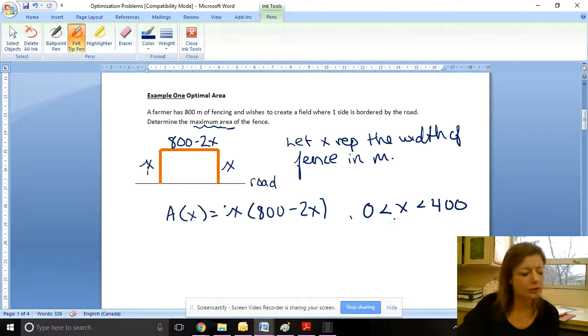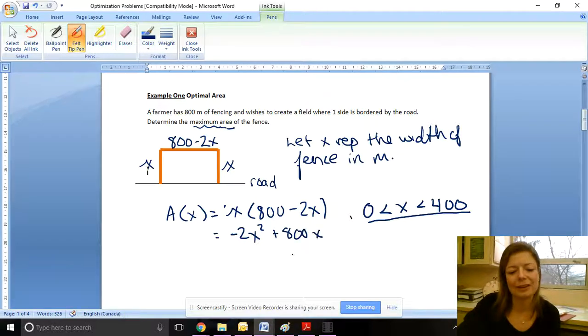So there's no inclusion here, so we actually don't have to test the area at 0 and 400, but this is part of your solution. Okay, this needs to be part of your function or else you will lose major marks. Okay, so we can expand this if we want, minus 2x squared plus 800x.